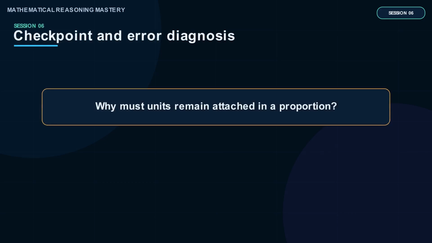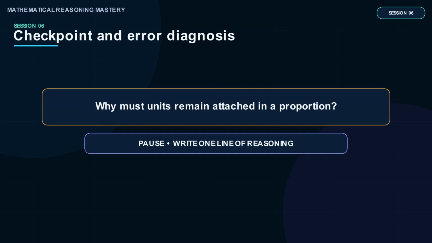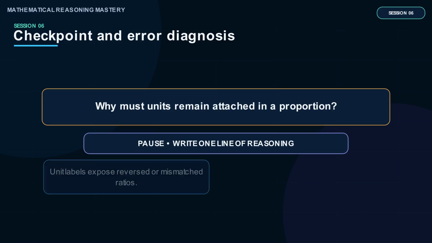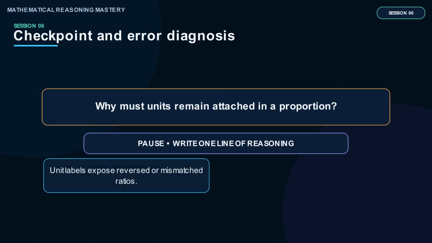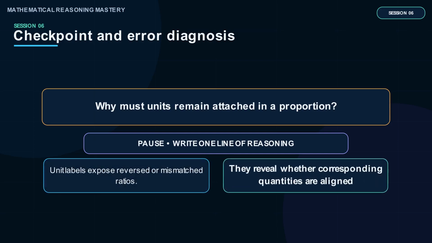Try this checkpoint without copying the example. Why must units remain attached in a proportion? Decide which mathematical fact controls the answer. Pause and write one line of reasoning before committing. A visible decision is easier to inspect, explain, and correct than an unsupported guess. A focused hint: unit labels expose reversed or mismatched ratios. Use the hint to repair the setup, then finish the reasoning yourself. The accepted answer is that they reveal whether corresponding quantities are aligned. Explain why it works, and name the earliest line that would reveal a likely error.